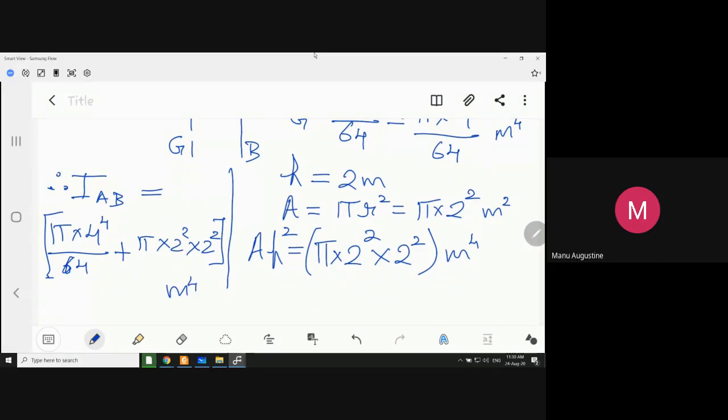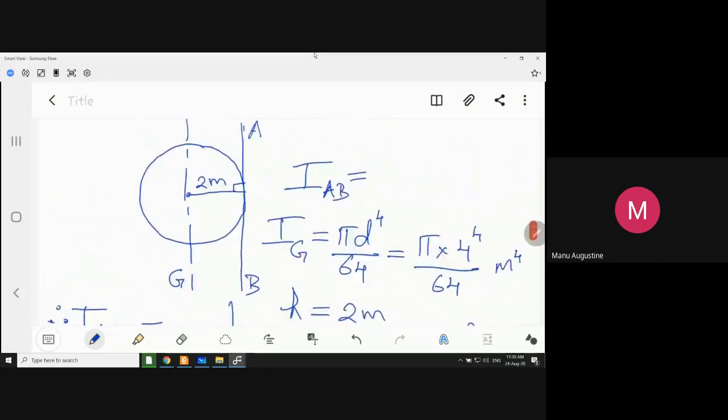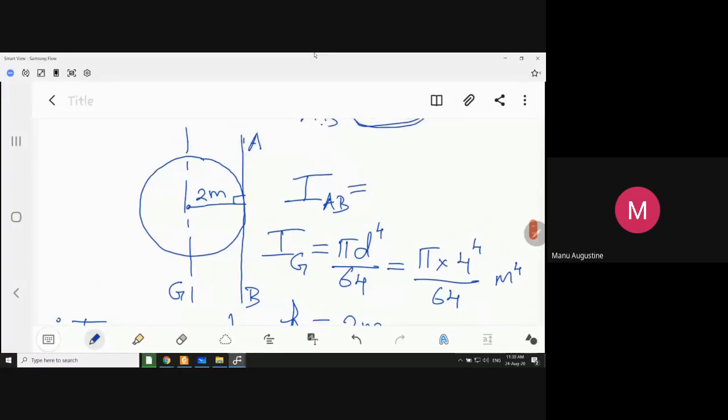See, let me put this question in as simplistic a way as possible. Initially, this was the problem given to you. There was no centroidal axis given. Only the axis about which moment of inertia has to be calculated, only that was given. Okay.